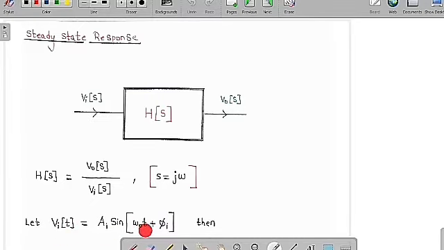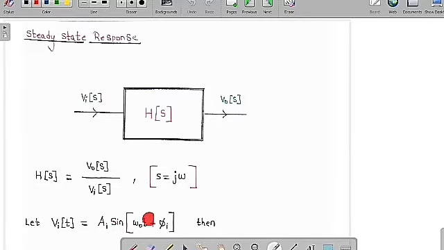So let me assume that the input time domain expression is Vi(t) is equal to Ai into sine of omega naught t plus phi i. Then what is the nature of the output voltage? See, the system is going to do only two things. It can either amplify the signal or decay the signal, or it can give some amount of phase shift to the input signal. Only these two things it can do, but it can't change the frequency of the signal. So this system can amplify or decay the signal, and it can also shift the phase, but it can't change the frequency of the signal at the output.